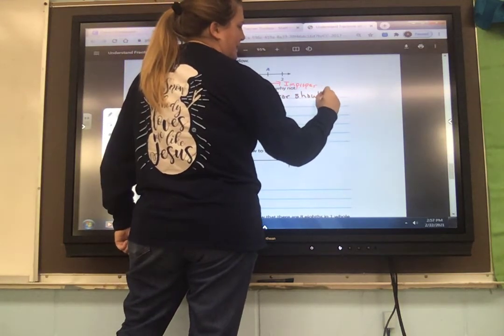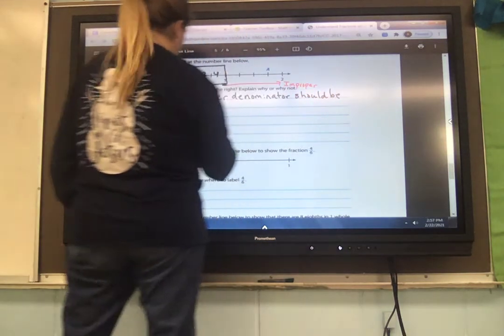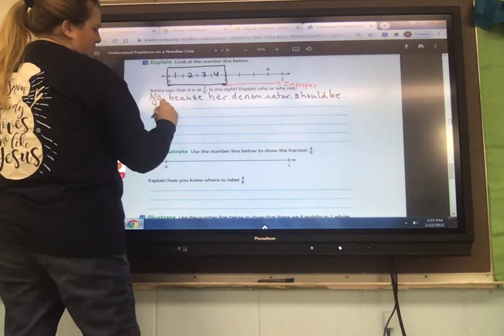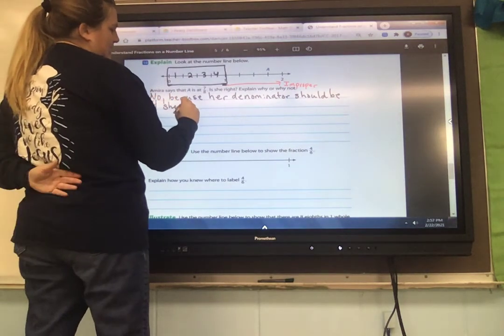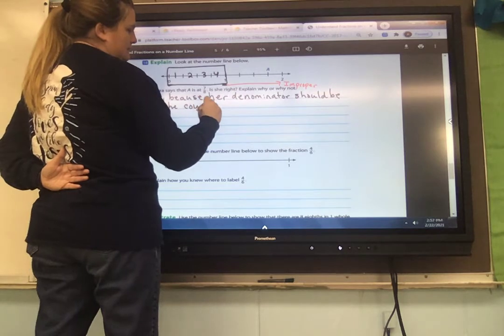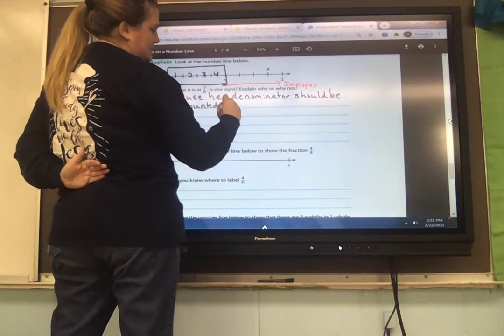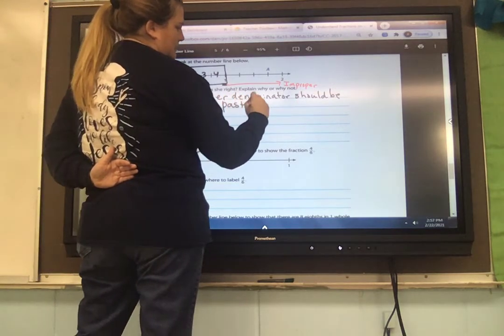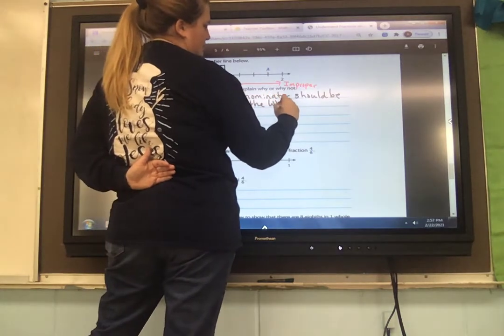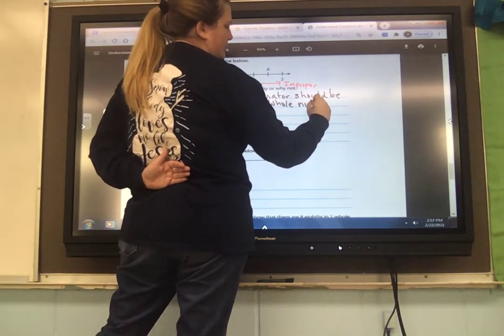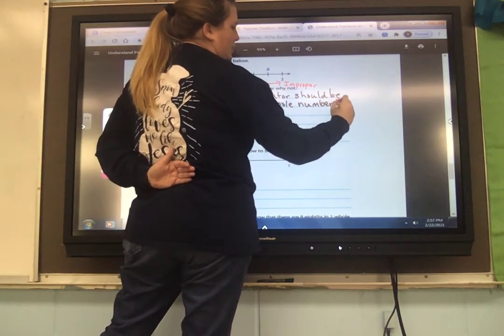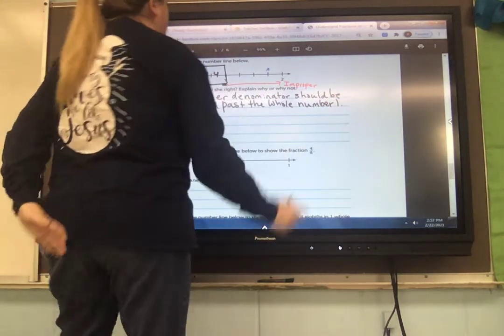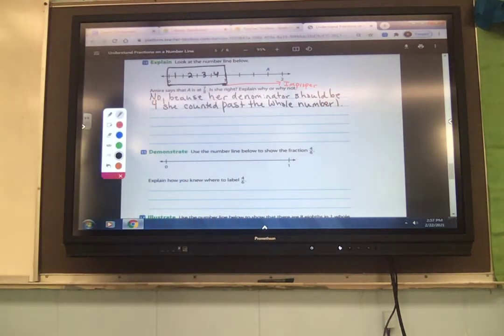No, because her denominator should be 4. She counted past the whole number 1. That's her first mistake. She counted to the end of the number line instead of stopping at the whole number 1. So no, because her denominator should be 4.